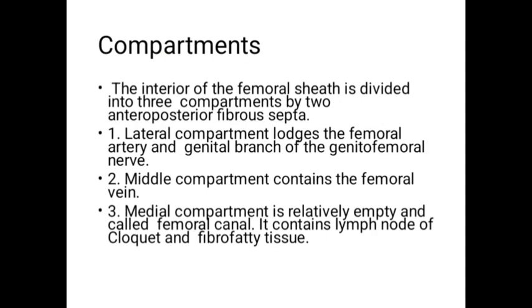Now for compartments or contents, this sheath is divided into 3 compartments by anteroposterior fibrous septa. So it has the lateral compartment that lodges the femoral artery and the genital branch of the genitofemoral nerve. It has the middle compartment that lodges the femoral vein, and it has the medial compartment that is relatively empty, and it is called the femoral canal. It contains the lymph node of Cloquet and fibrofatty tissue.